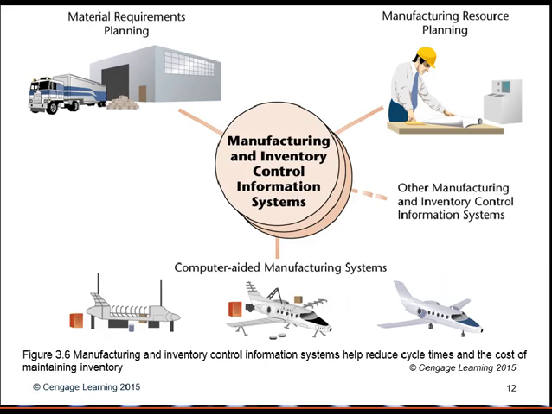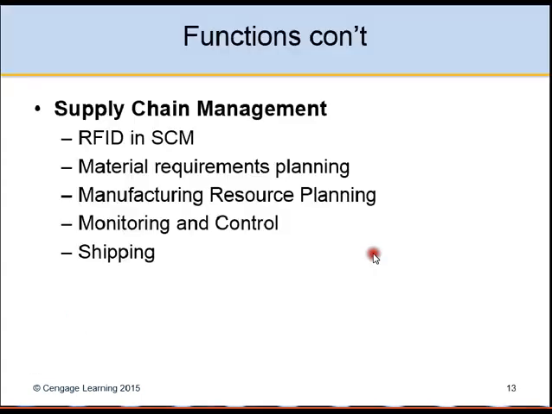And here we see a manufacturing and inventory control information system and its various subcomponents. A materials requirement planning is inventory control. It determines when inventory needs to be restocked. It can predict future need based on demand forecasts, and it takes customer demand as input, then works back to calculate the resources needed to produce the goods.